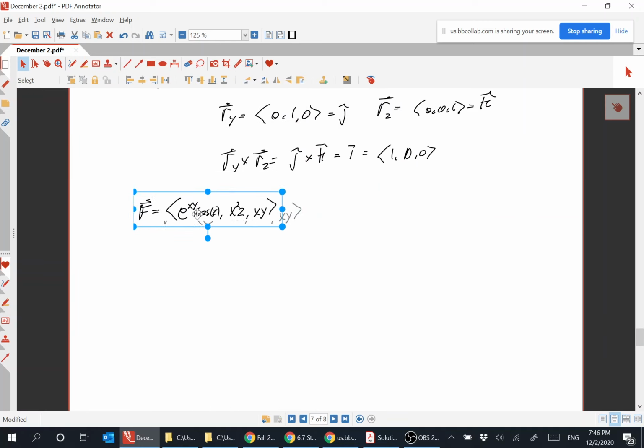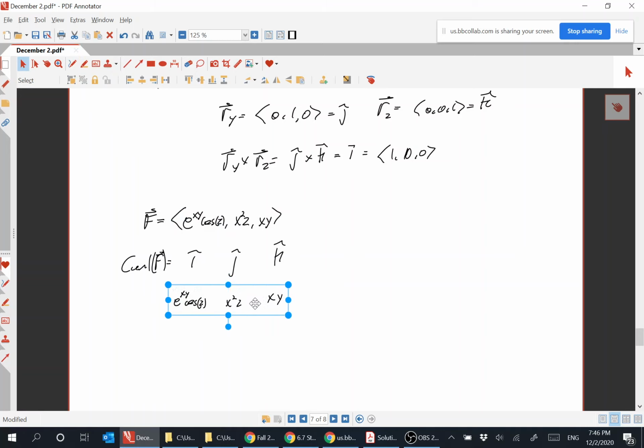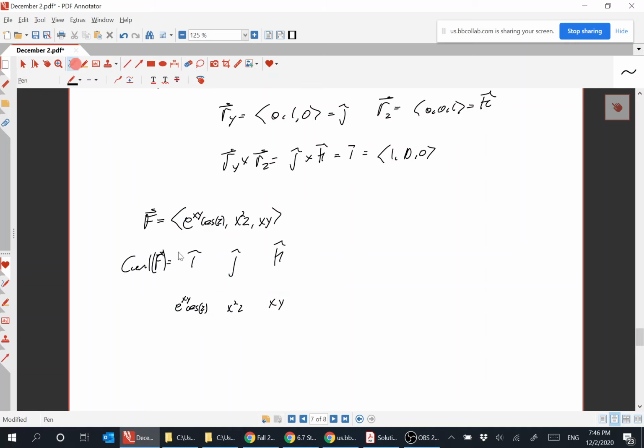So now the curl of f is equal to what? Well, it's i, j, k, e to the x y, cosine z, x squared z, x y. Whoops, I forgot the differential operator, the gradient operator.